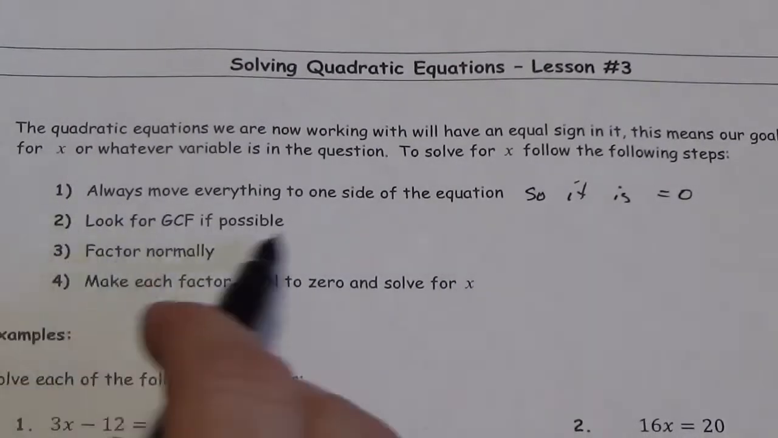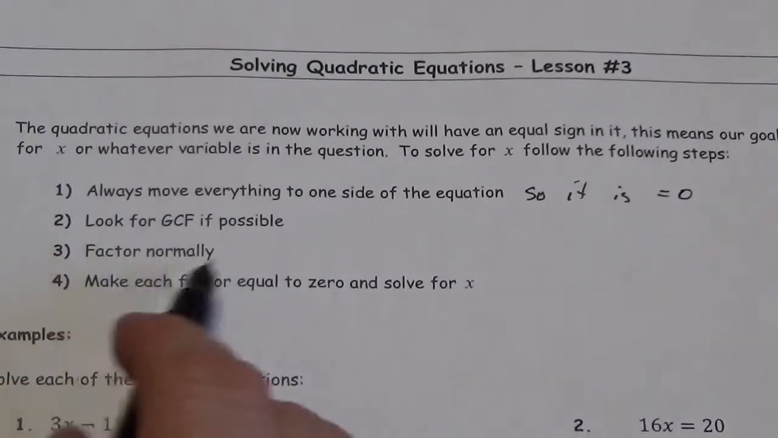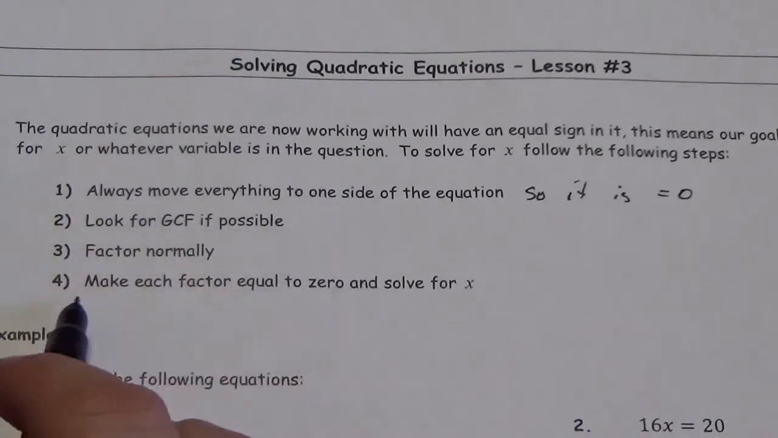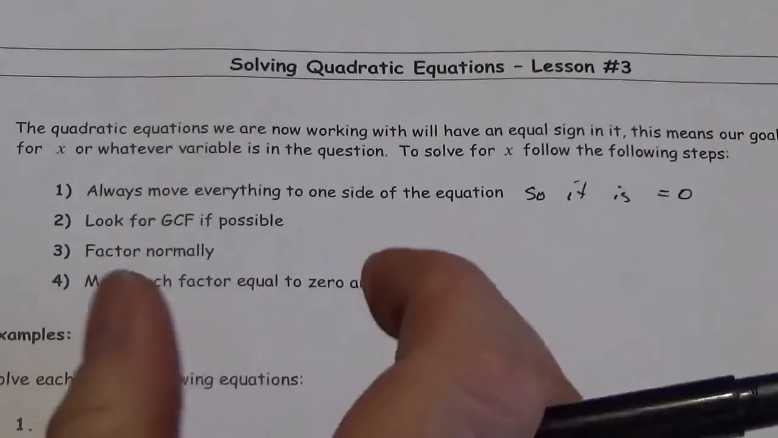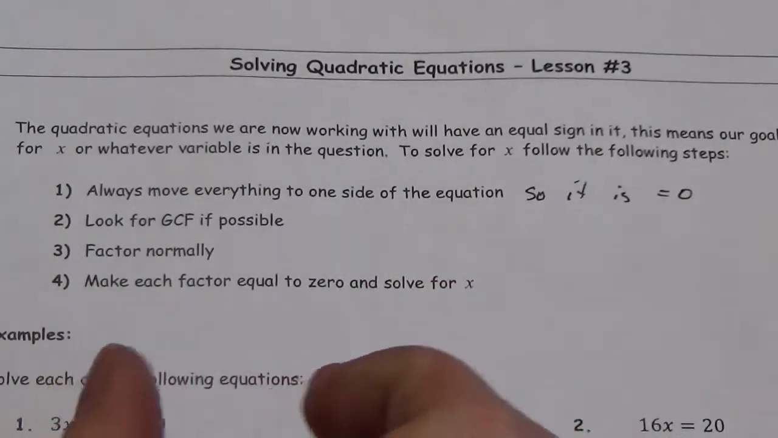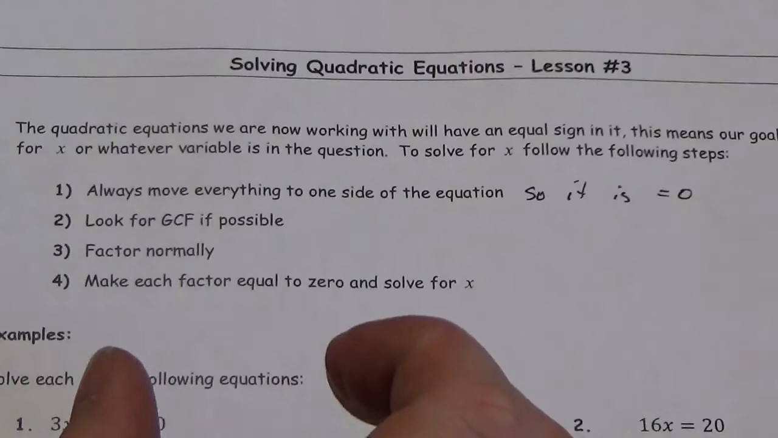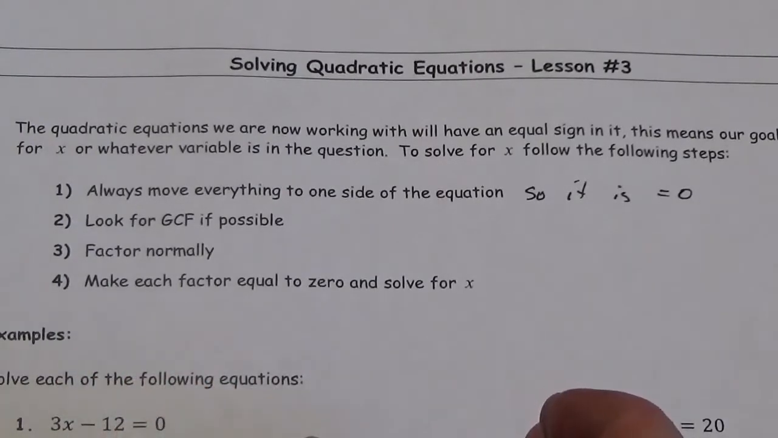Then you look for greatest common factors, and then you factor normally, and then you set each factor equal to 0 and solve for x. So what we're doing with a quadratic is breaking it up into little linear factors, and then we set each one of those equal to 0 and solve.